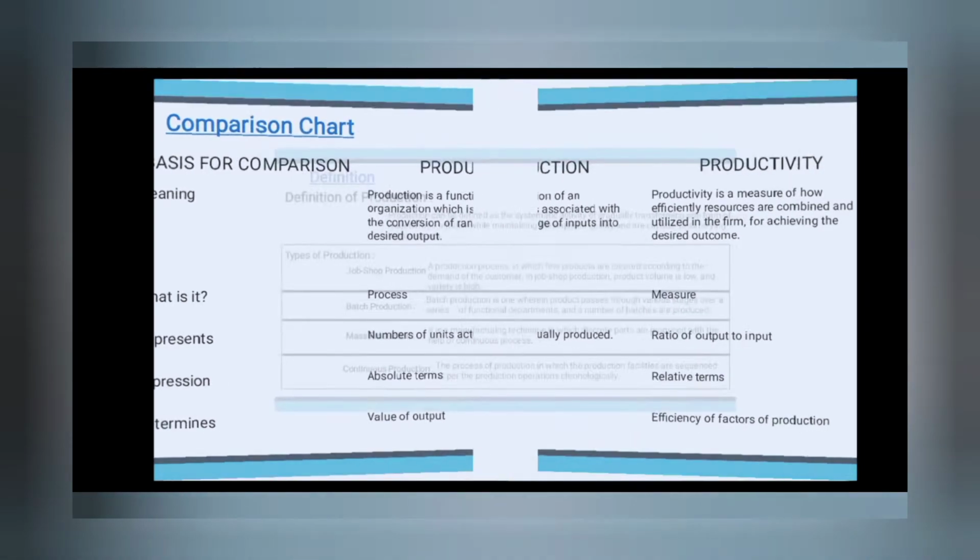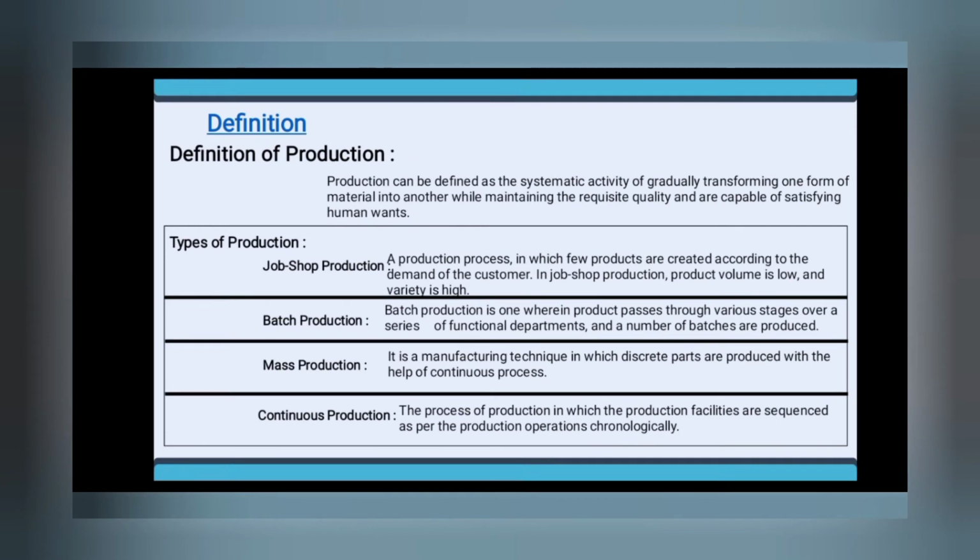So here is our next slide. This is the definition of production. Production can be defined as the systematic activities of gradually transforming one form of material into another while maintaining the required quality and are capable of satisfying human wants. There are types of production. There are basically 4 types of production.